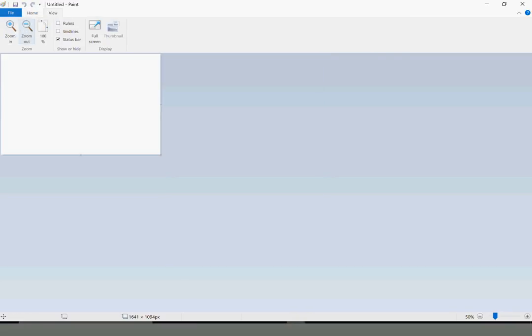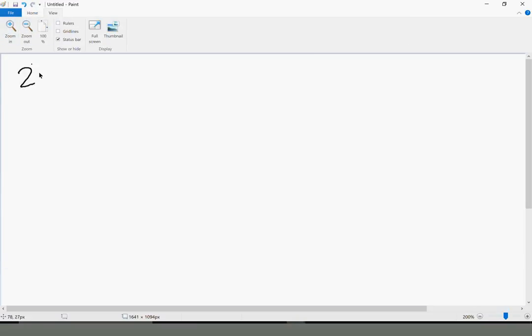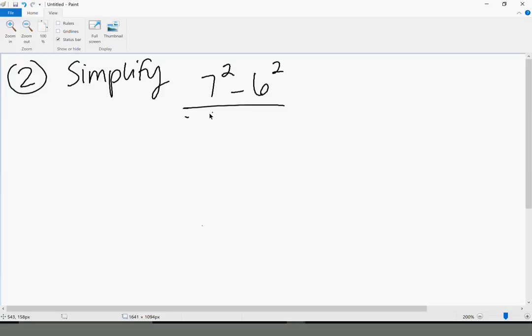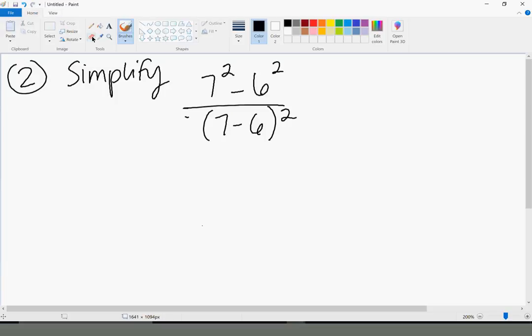Number 2. We're going to simplify again: 7 squared minus 6 squared, all divided by (7 minus 6) squared. When you have a fraction or a rational expression, let's simplify the top and then the bottom before we do the division. We can look at these as two separate expressions to simplify, one at the top and one at the bottom.